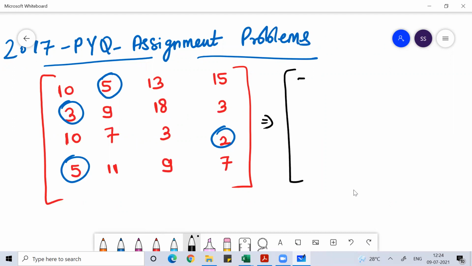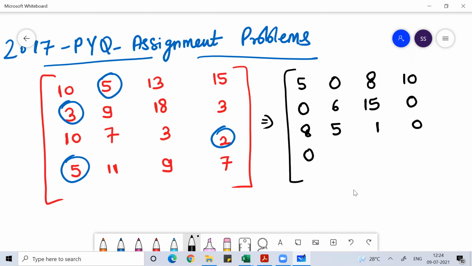So 10 minus 5, 5; 5 minus 5, 0; 13 minus 5, 8; 15 minus 5, 10. Then 3 minus 3, 0; 9 minus 3, 6; 18 minus 3, 15; 3 minus 3, 0. Then 10 minus 2, 8; 7 minus 2, 5; 3 minus 2, 1; 2 minus 2, 0. Then 5 minus 5, 0; 11 minus 5, 6; 9 minus 5, 4; and 7 minus 5, 2. So now we get this matrix.